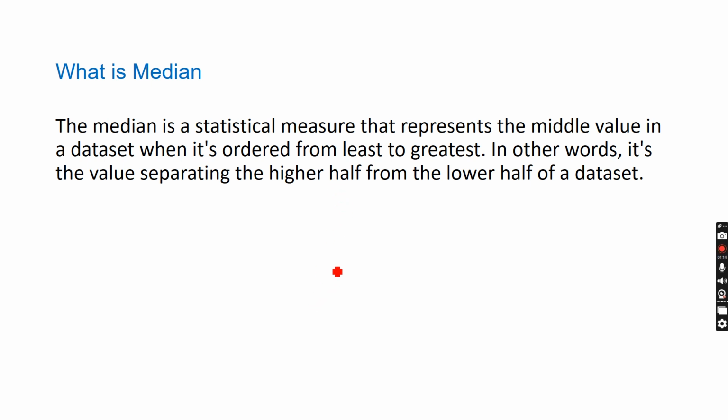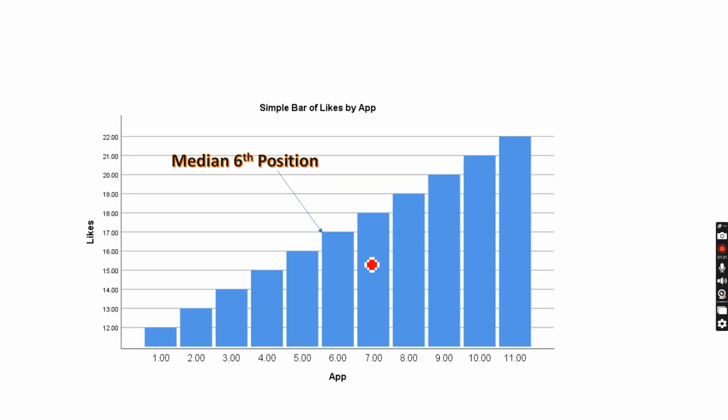The median is a statistical measure that represents the middle value in a data set when it's ordered from least to greatest. In other words, it is the value separating the higher half from the lower half of a data set. Let's look at an example.